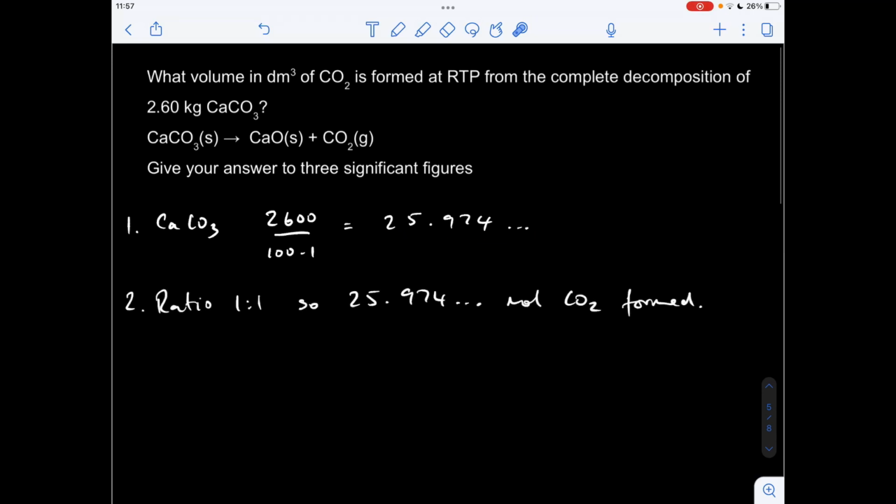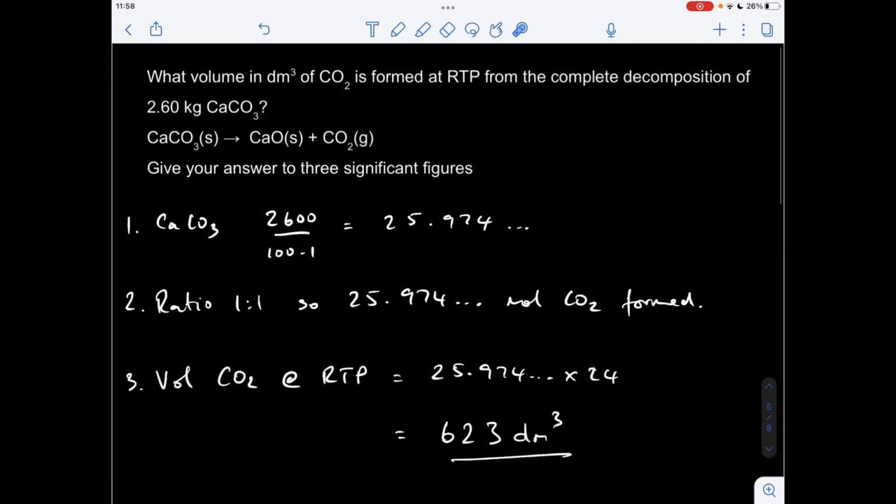Step 2, we apply the mole ratio between the known and the unknown chemical. Carbon dioxide's the unknown chemical, so that's nice and easy, 1 to 1. So we're going to get the same number of moles of carbon dioxide formed. And then the final thing we do is answer the question. So in this case, it's what volume of CO2 is produced at RTP. We've got to give the answer in decimeters cubed. So volume of any gas at RTP is moles times 24. So that's the moles of CO2 times 24, 623 decimeters cubed to 3 significant figures.